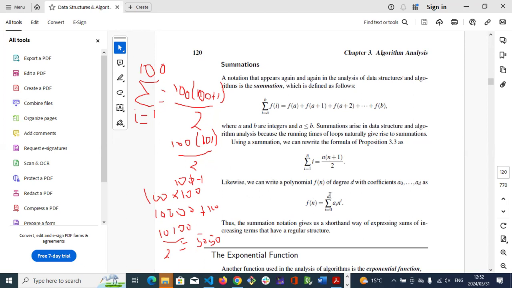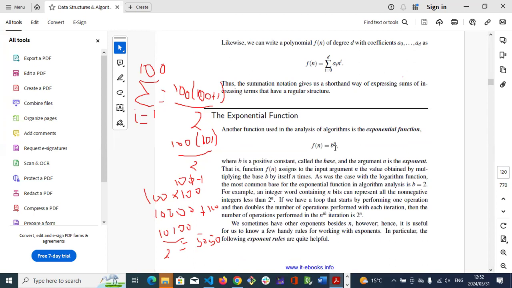Likewise, we can write a polynomial f of n of degree d with coefficients a sub 0 to a sub d as f of n equals the summation, i equals 0 to d, of a sub i times n to the power of i. The summation notation gives us a shorthand, a short way to express the sum of increasing terms that have a regular structure.